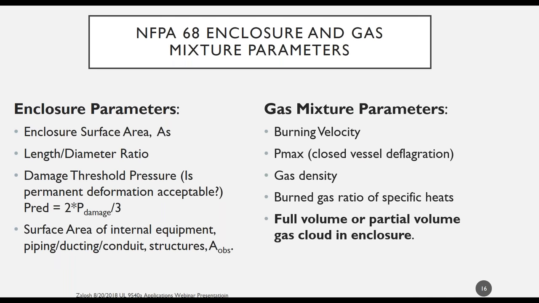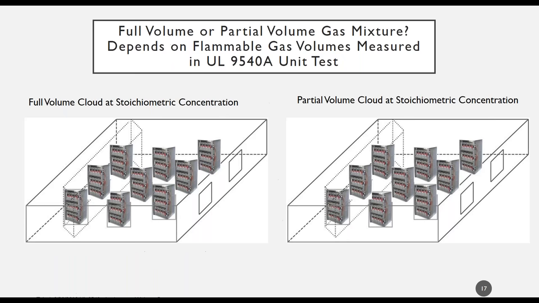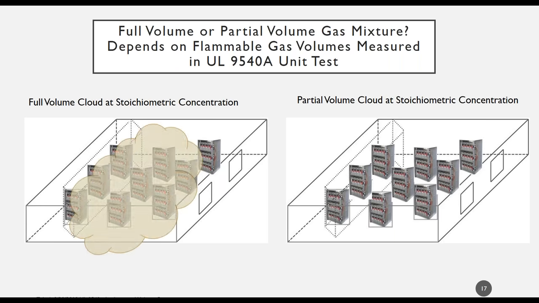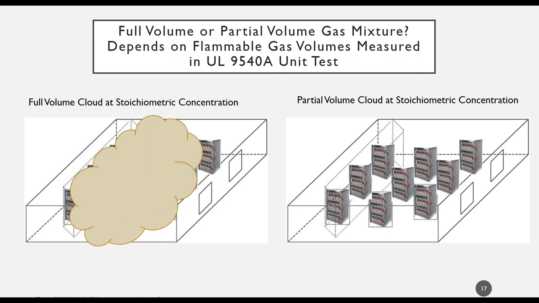The gas mixture parameters are shown here: the burning velocity, maximum pressure in a closed vessel deflagration, density, burn gas ratio of specific heats, and whether you have a full volume or a partial volume gas cloud in the enclosure. Next, please. Here you see two different battery energy storage facilities with modules. And we're going to look at a full volume versus partial volume. So next, please.